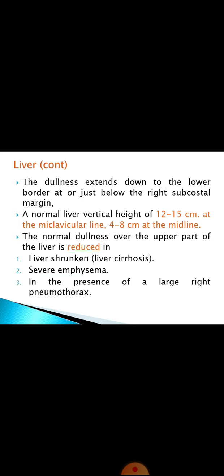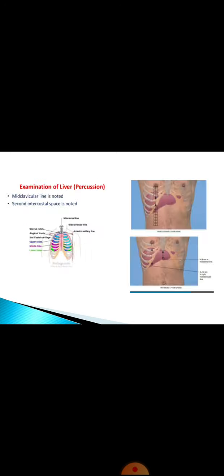The normal liver vertical height is 12 to 15 cm at the midclavicular line, 4 to 8 cm at the midline. The normal dullness over the upper border of the liver is reduced in case of a shrunken liver, as in liver cirrhosis, severe emphysema of the lung, or the presence of a large right pneumothorax.